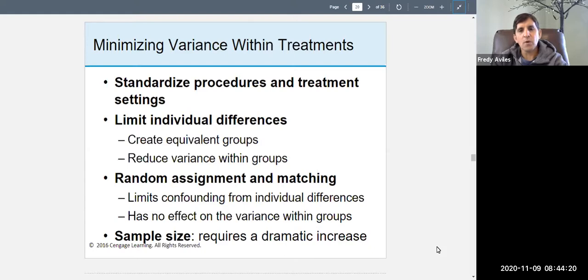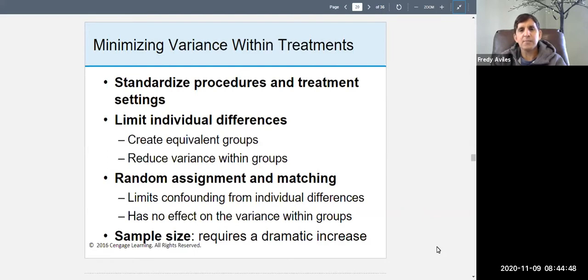Okay. You also want to limit individual differences. You want to limit the differences of the participants. You want to create equivalent groups, roughly the same age, the same mix of ethnicity, the same mix of gender, or whatever it is. And that will reduce the variance within the groups, okay? If the people making up your groups are very different, then their scores are going to be very different.